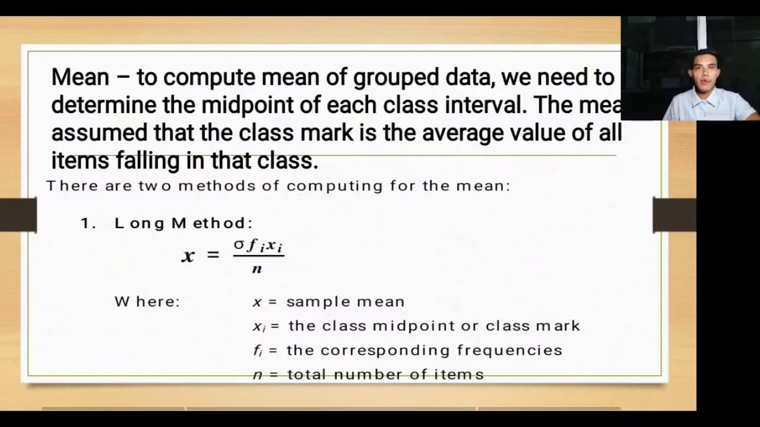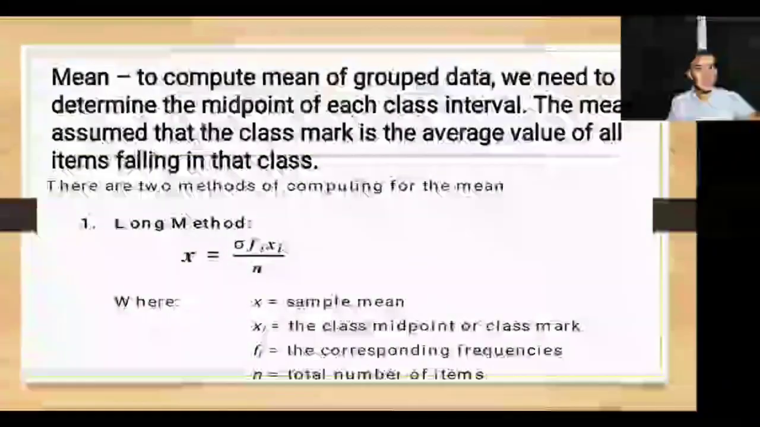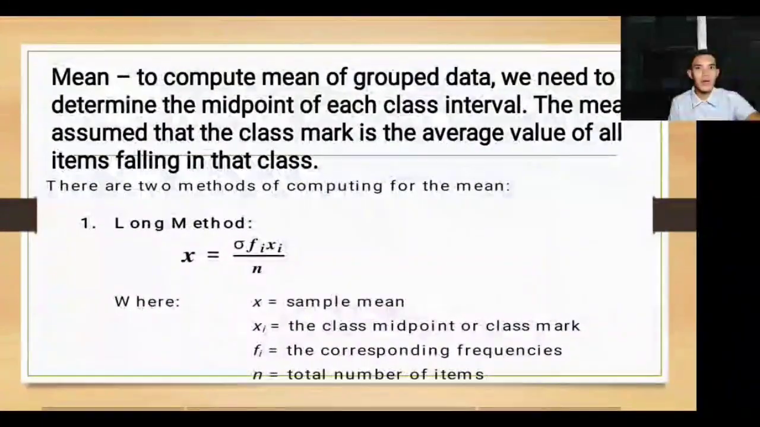So again, we have the mean. To compute the mean of grouped data, we need to determine the midpoint of each class interval. The mean assumes that the class mark is the average value of all items falling in that class. So lagi mong tatandaan, si class mark yung assumed mean, hindi ikaw yan na assuming.